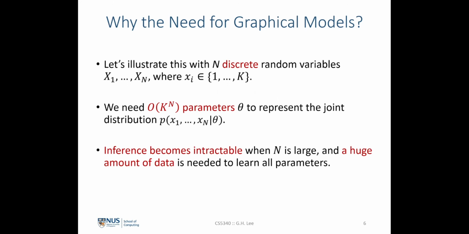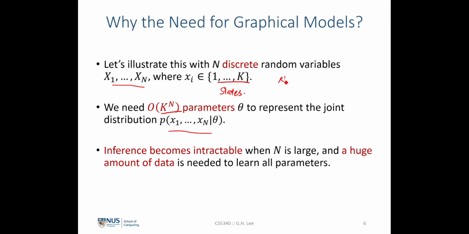Let us illustrate this with n discrete random variables. For example, x1 all the way to xn here represents n discrete random variables, where each one of these random variables takes one out of k states. So this means that each one of these can take a state of 1 all the way to k. And in total, we will need k to the power of n parameters to represent this joint distribution of the probability of x1 all the way to xn.